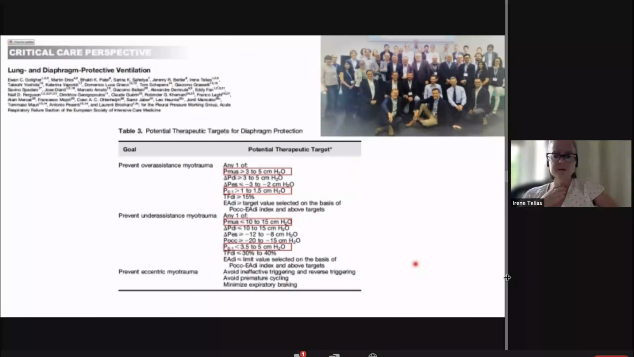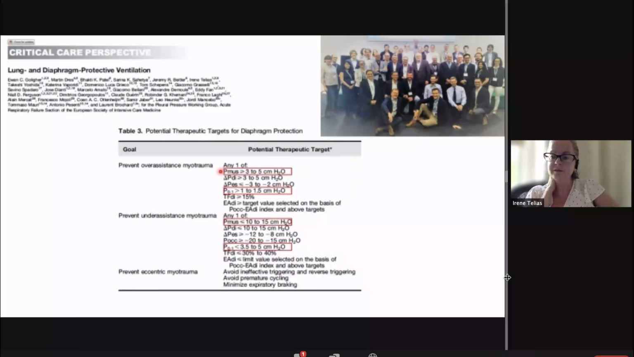Then we did a very nice symposium in Milan 2 years ago now, where we tried to discuss with others, really brilliant minds within the field, what should be the target to protect the diaphragm and the lung as well. And depending on what monitoring technique you use, we define several thresholds, okay? And I will focus on maybe two of them.